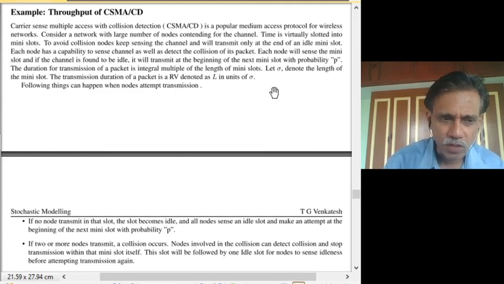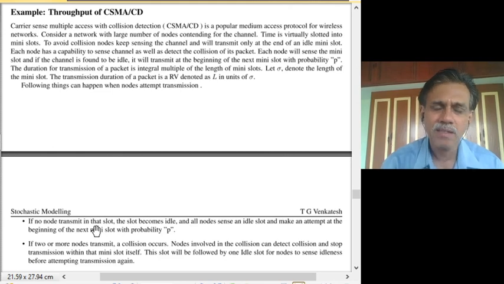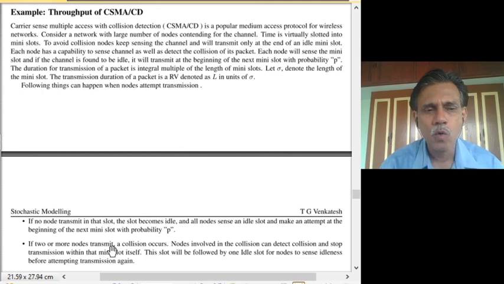Because of this, the following things can happen. If no node transmits in that slot, the slot becomes idle, and all nodes sense the idle slot and make an attempt in the beginning of the next slot with a transmission probability P. If two or more nodes transmit, a collision occurs. Nodes involved in the collision detect it and stop the transmission at the end of the mini slot. This collided mini slot has to be followed by an idle mini slot for the next attempt to happen.